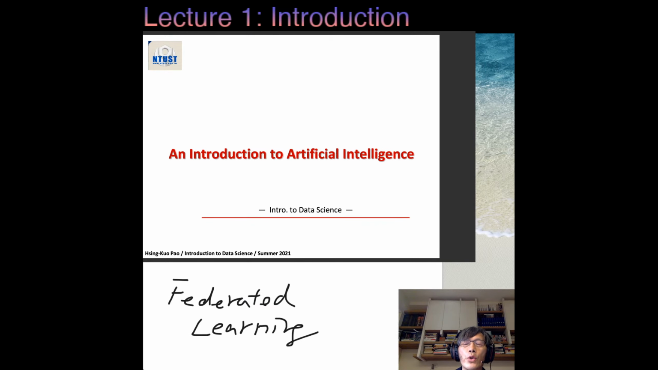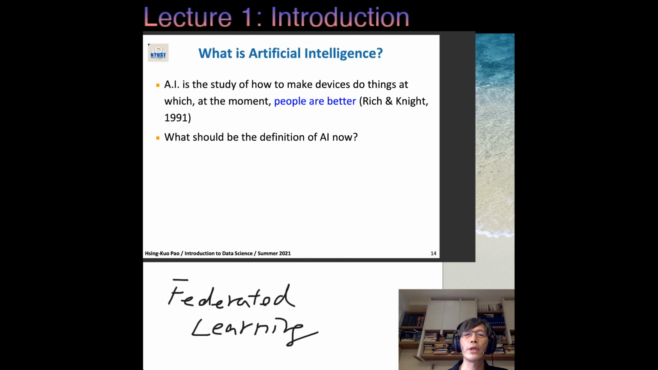So we want to talk about data science from slightly different viewpoints. So we want to discuss what is AI, artificial intelligence. Okay. So in the old days, right? So we just say artificial intelligence.